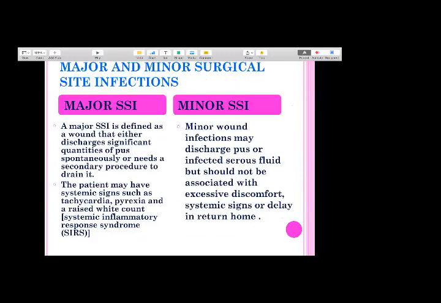Now, major and minor surgical site infections. A major surgical site infection is defined as a wound that either discharges significant pus spontaneously or secondarily due to a procedure to drain it. The patient may have systemic signs such as tachycardia, pyrexia, raised white cell count, and systemic inflammatory response syndrome might be there as well, along with its signs and symptoms. This is classified as a major surgical site infection. A minor infection may discharge pus or serous fluid, but should not be associated with excessive discomfort, systemic signs, or delayed return. So minor ones should still proceed with postoperative antibiotics and dressing care, which is daily dressing, requires home care, and early return home, discharging the patient and preventing them from further hospital-acquired infections.